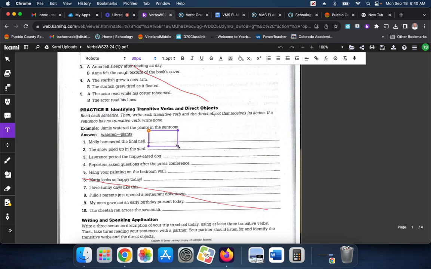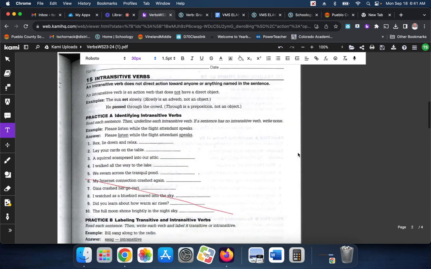So what you're going to do is on your paper, you're going to write the verb. Molly hammered the final nail. Now, again, we have to ask ourselves, who or what are we talking about? The subject, Molly. And then we ask ourselves, what did Molly do? What was her action? She hammered. That's going to be the verb. And then you're going to put a comma, and then you're going to ask, what did she hammer? She hammered the nail. So that'll be the direct object. For 2 through 5, 3 of those are going to have direct objects. One of those is not going to have a direct object. So you're just going to put the verb, and then just put the verb. You're not going to do anything else.